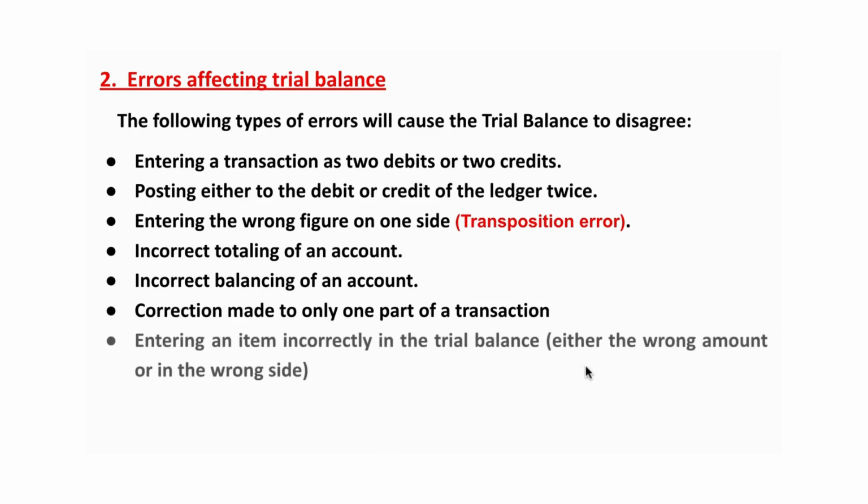The next error is entering an item incorrectly in the trial balance, either the wrong amount or on the wrong side. When we prepare the trial balance, an item is entered on the wrong side: instead of the debit side, the credit side is entered. And also sometimes a wrong figure is entered into the trial balance. In both cases, the trial balance will not be equal.